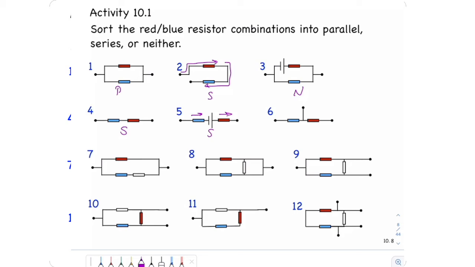How about number six? Six looks a lot like four, which was in series, but the current now has a choice when it gets to the middle, which way it goes. So that means we don't have the same current through both resistors. Do we have the same voltage across both resistors? We don't. So one side of the resistors has the same voltage as each other, but the voltage here and the voltage there are independent. So this is neither.